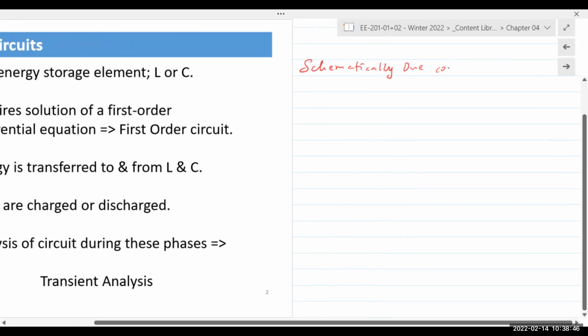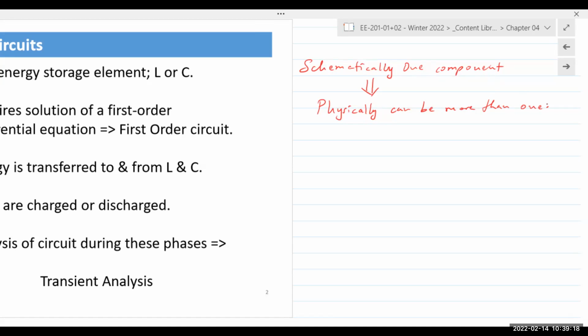And the difference is physically it could be more than one component. It could be hundreds of components, could easily be thousands or millions of components. The crucial point is that it should be reducible to one single component. Meaning if you have a bunch of capacitors in series or inductors in parallel, and if it is possible to reduce it down to one single equivalent capacitance or inductance, then schematically we can still refer to that circuit as having one energy storage element.